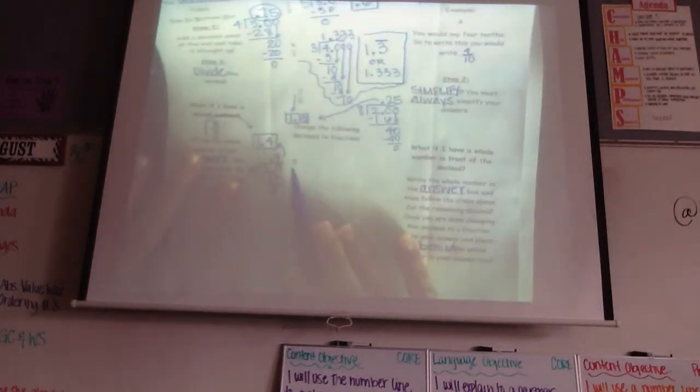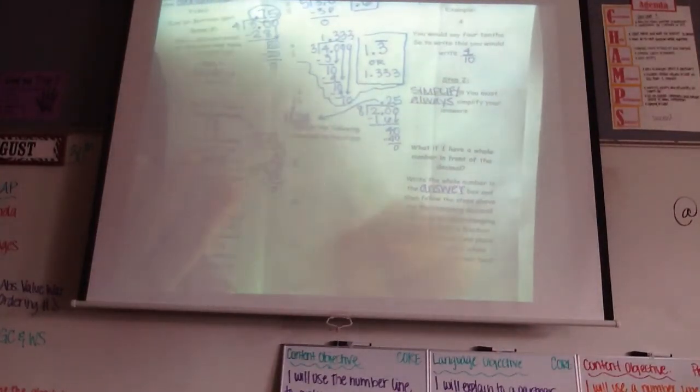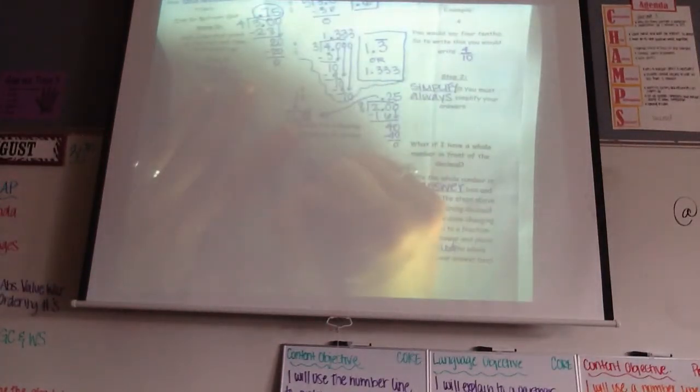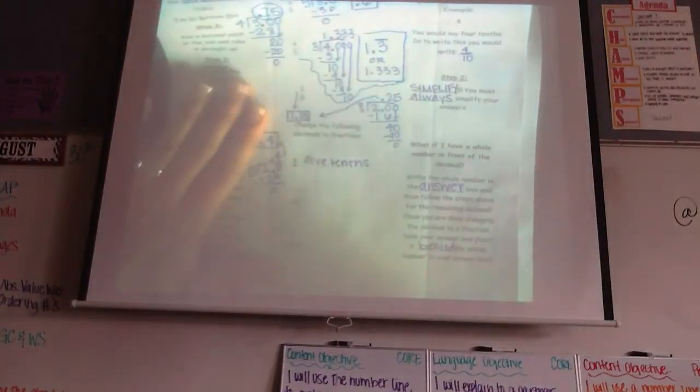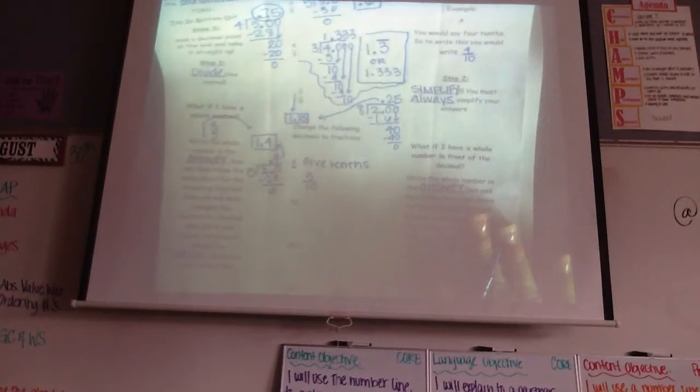I've got 0.5. Well, how do we say that using our place value? Well, this is in the tenths place. Okay, so this is 5 tenths. So to write that as a fraction, it would be 5 over 10. And then we must always, always, always simplify it.